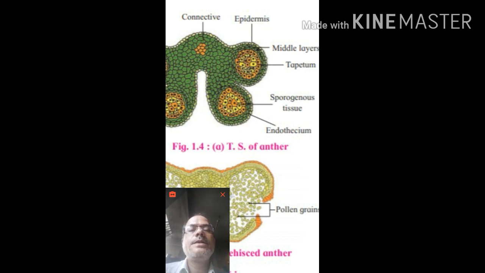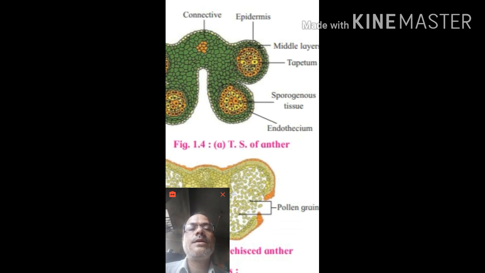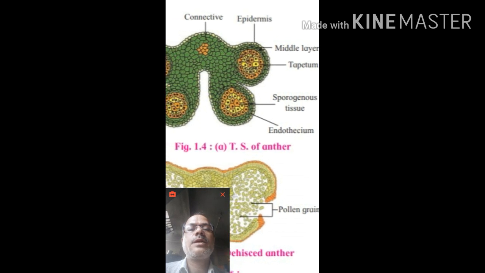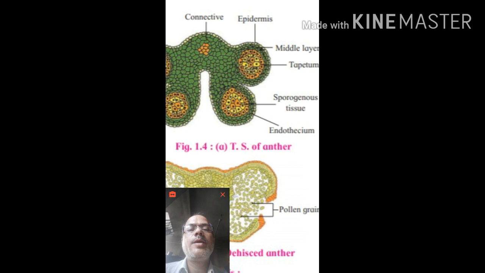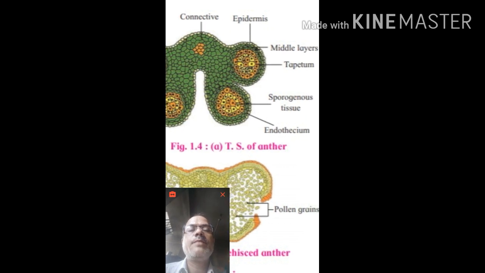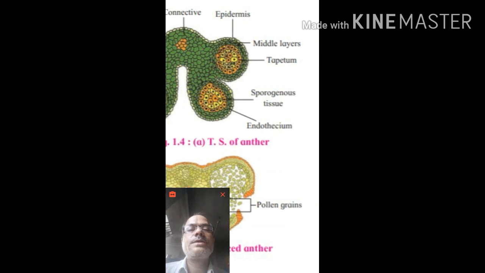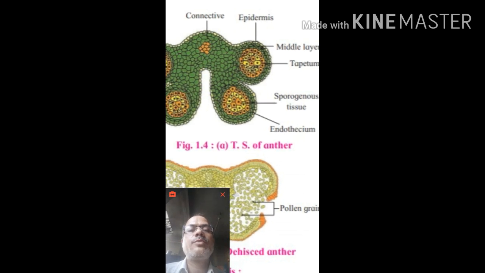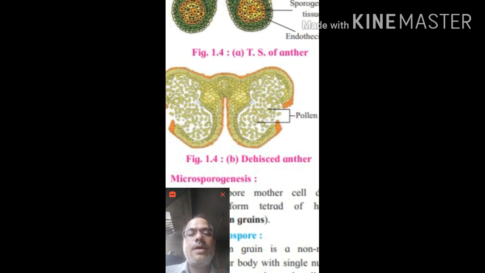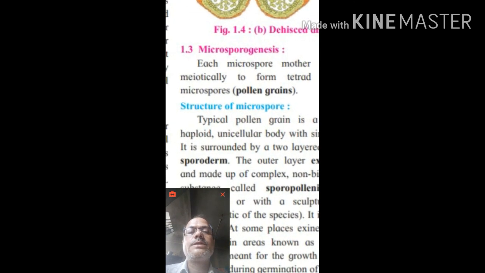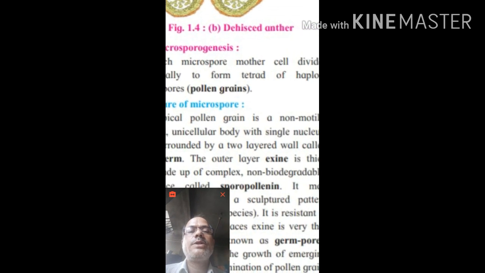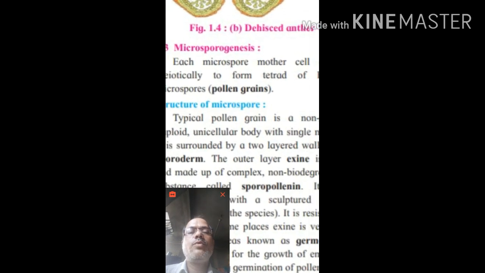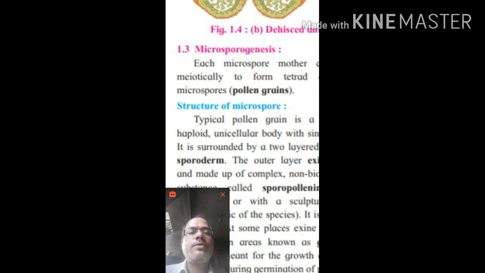Then see the definition of microsporogenesis. What is microsporogenesis? It is the formation of microspores from the microspore mother cell. That is, the haploid microspores developed from the diploid microspore mother cell is called microsporogenesis. Here each microspore mother cell divides meiotically to form a tetrad of haploid microspores, that is the pollen grains.